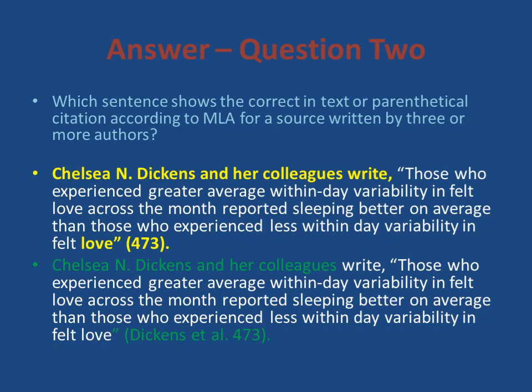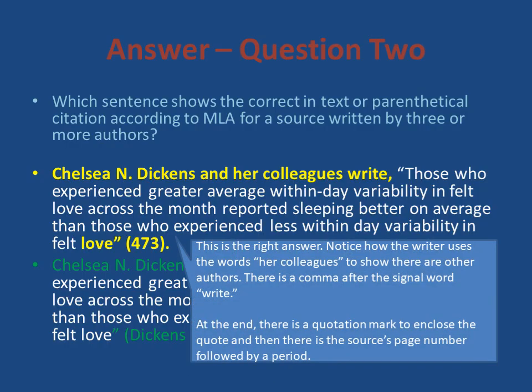If you chose the first one, you are right because the first one mentions her name, mentions colleagues, or you could mention co-authors or cohorts. You have the signal verb followed by a comma. You have the last word followed by the quotation mark with the page number inside of the parentheses, and every sentence ends with a period at the very end. I have the explanation written out here if you want to pause and read it.